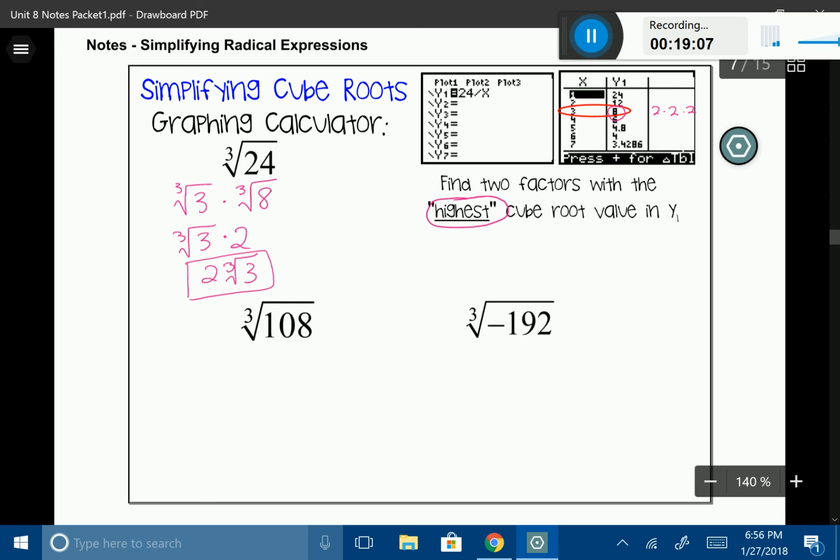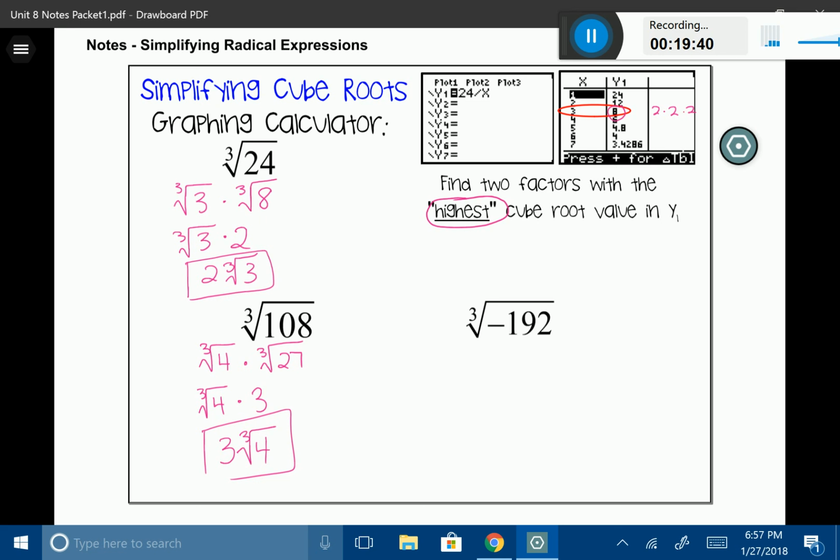All right, let's try 108. I'm going to have to use my calculator for this one. It looks like I have the cube root of 4 and the cube root of 27, because 3 times 3 times 3 is 27. So the cube root of 4 does not simplify down, but 3 times 3 times 3 is 27, so there we have it. And so 3 cube root of 4 is my final answer.